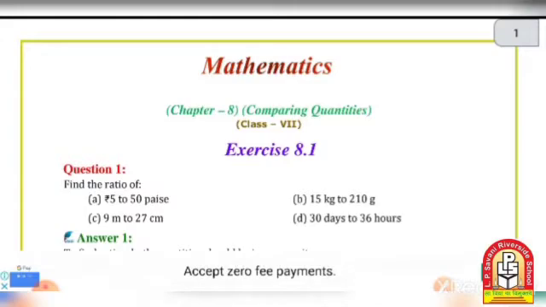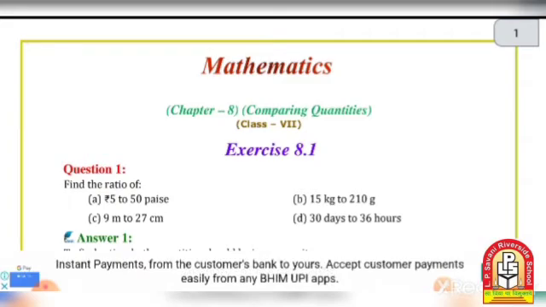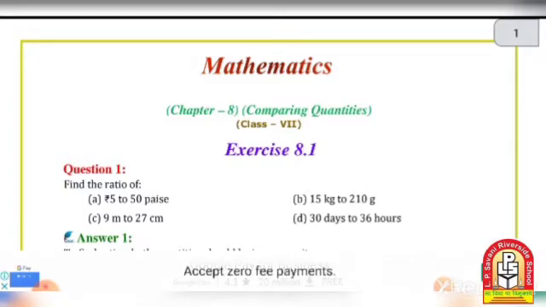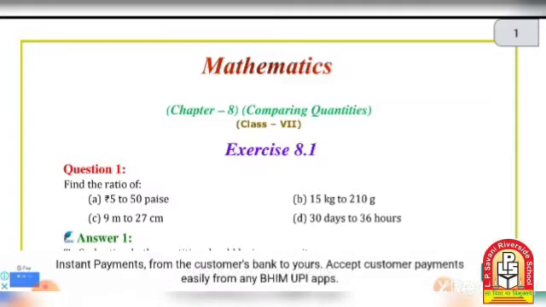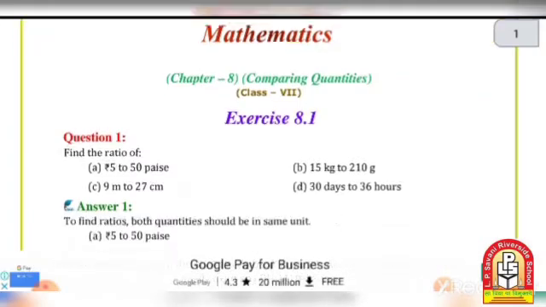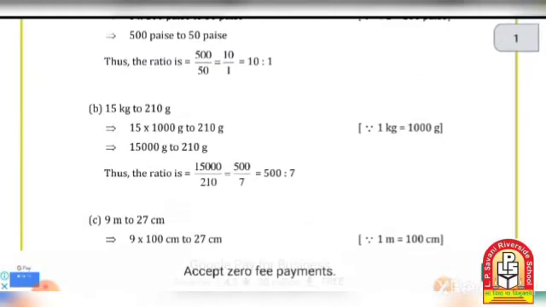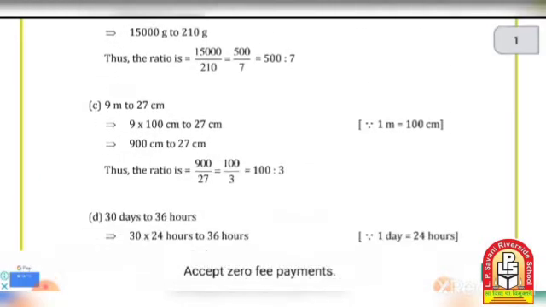In this chapter, we have to learn about some methods which we use to compare two or more quantities with each other. In question number 1 of exercise 8.1, we have to find the ratio of rupees 5 and 50 paisa, and then 50 kg to 210 grams. In this way we have to compare both quantities, and there are two methods in those particular sums.